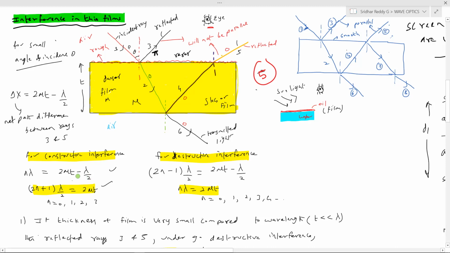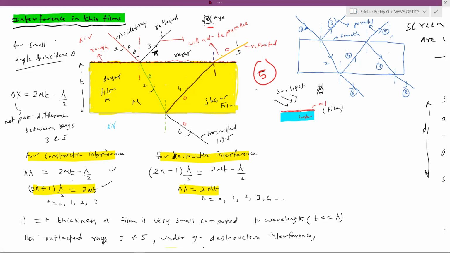I took the lambda outside. It becomes (2n plus 1) lambda by 2, where n starts with 0, 1, 2, 3, 4, and I get the thickness. If the thickness of the film corresponds to those values, that is, if the wavelength satisfies that particular equation, then only that particular wavelength will undergo constructive interference. So what is the meaning of this?